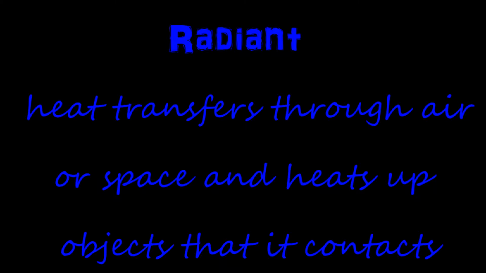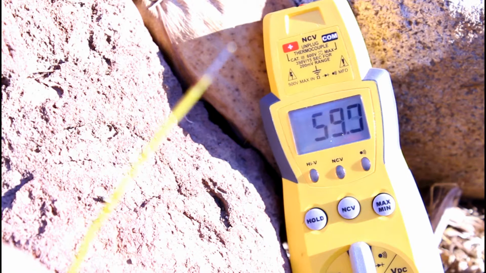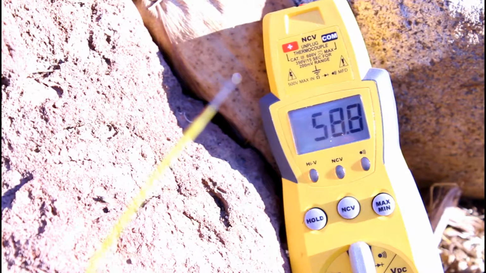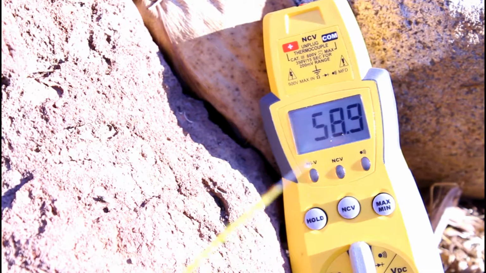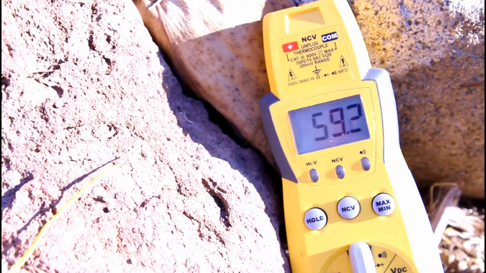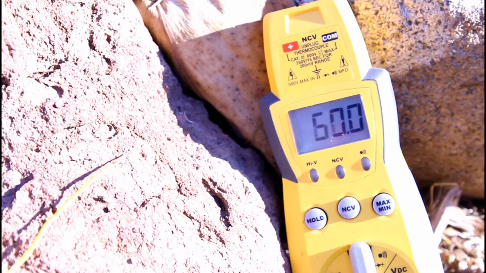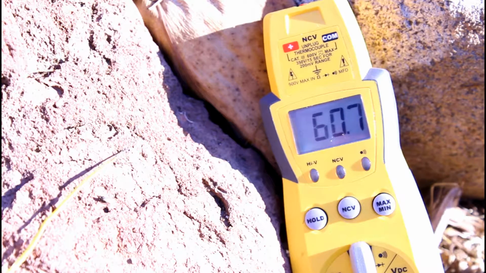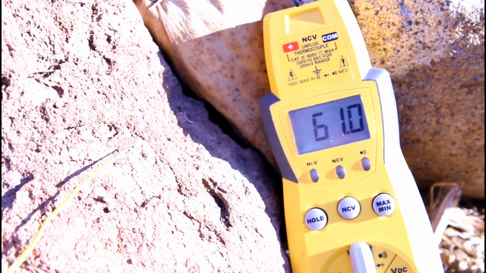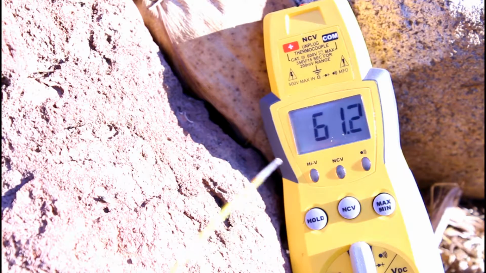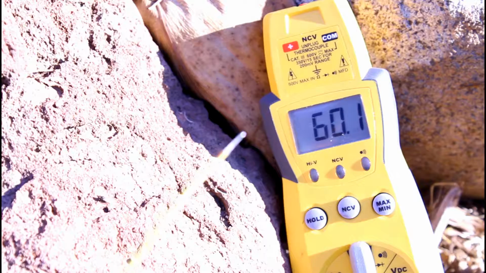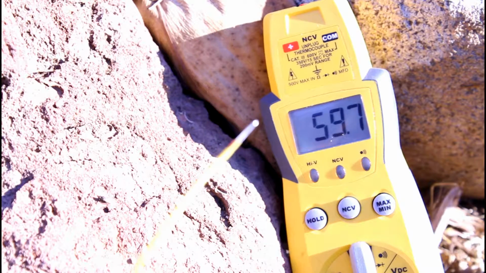Radiant heat. This heat transfers through the air or space and it heats up the objects that it comes in contact with. Here we see the temperature probe. We're measuring the air temperature. It's about 58, 59 degrees. We start getting it closer to this rock. The rock's been absorbing heat and it radiates heat outward. You see it's about 61 degrees. If we start moving it away from there, you'll notice that the temperature drops again. The further away you are from an object, the less heat it can radiate.